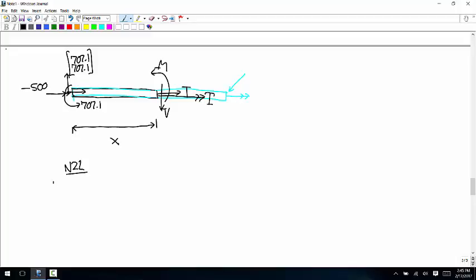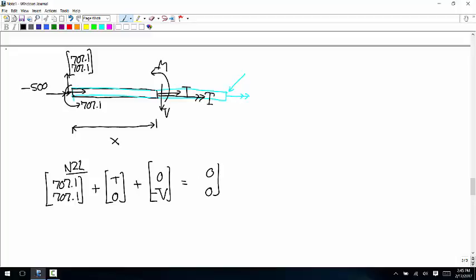So Newton's second law says 707.1, 707.1 plus T, 0 minus V is equal to zero. And that tells us the same thing that it told us at that specific point before. T is equal to negative 707.1 and V is equal to positive 707.1.